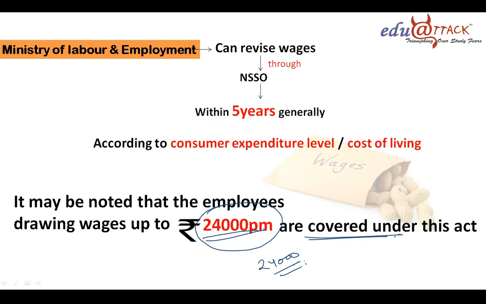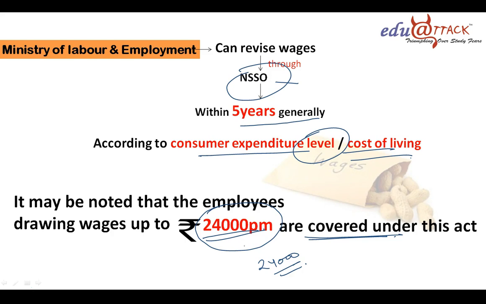What is the main reason behind it? So the Ministry of Labour and Employment revises this wage of 24,000 within 5 years, generally through NSSO, the National Sample Survey Organization. They make a survey, and according to the consumer expenditure level, cost of living and standard of living, the survey is conducted, and according to the result of the survey, this 24,000 per month or any figure is mentioned by the NSSO and declared by the Ministry of Labour and Employment.